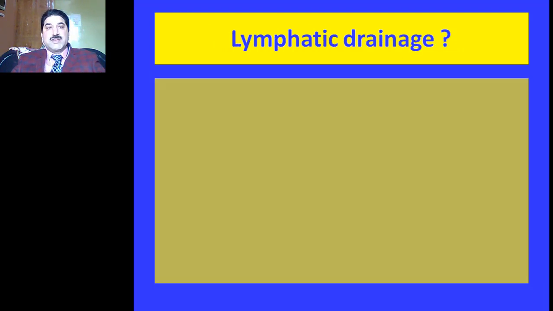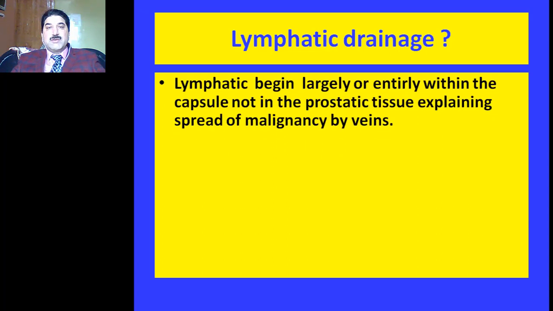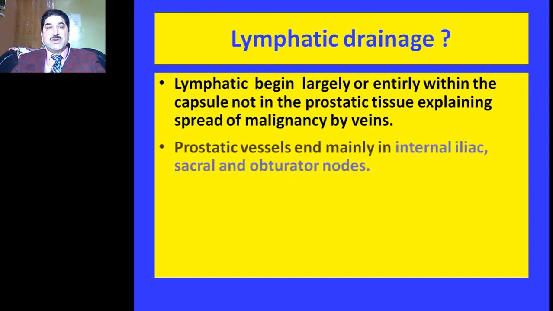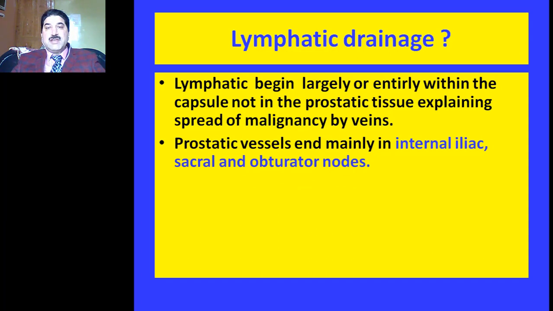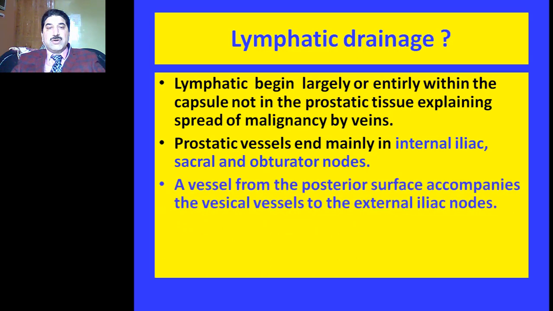Lymphatic drainage of the prostate. Lymphatics begin largely or entirely within the capsule, not in the prostatic tissue, explaining the spread of malignancy by veins, prostatic vessels, and mainly in internal iliac, sacral, and obturator nodes.